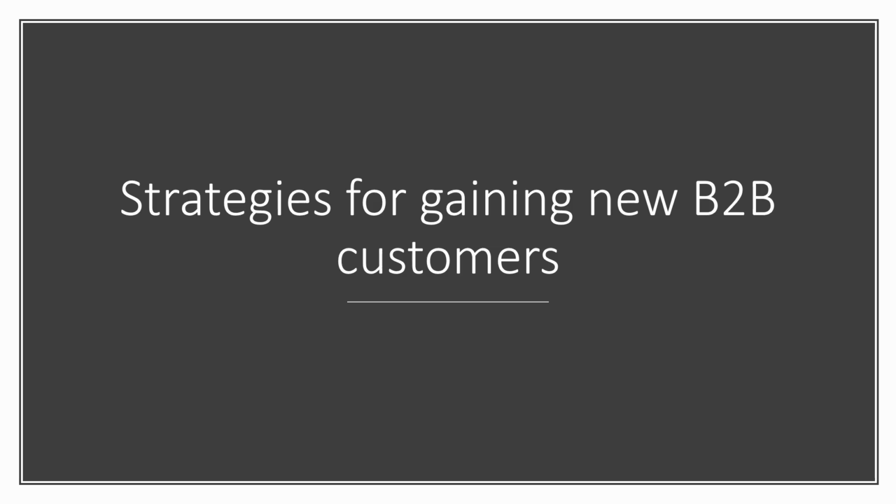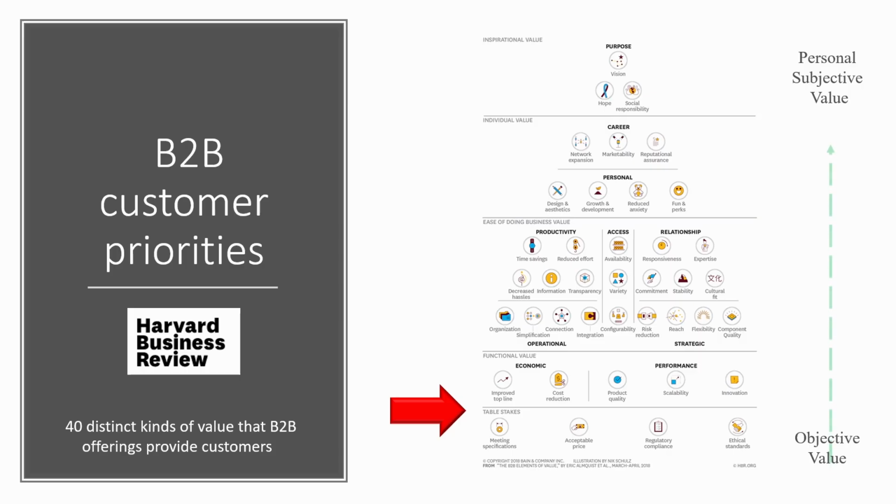Strategies for gaining new B2B customers. Starting at the bottom and coming up, you can see that you start at the objective level and you move up to personal or subjective. There are 40 distinct kinds of value that B2B offerings provide customers. Figure out where your potential customer is. Where are they on this? Where do you want them to be?